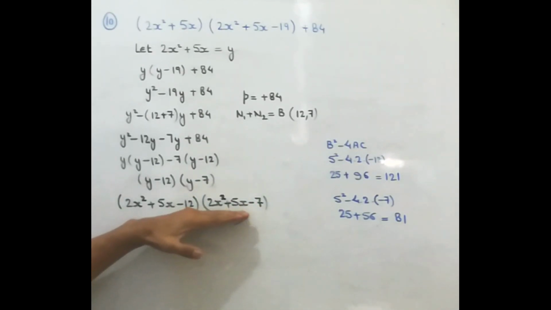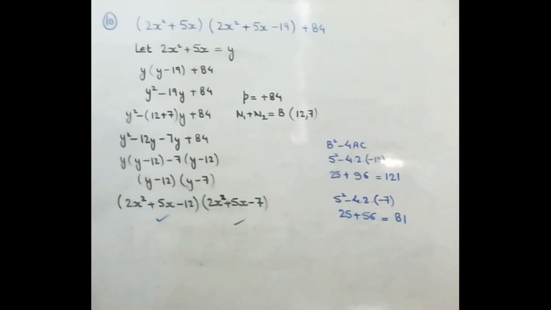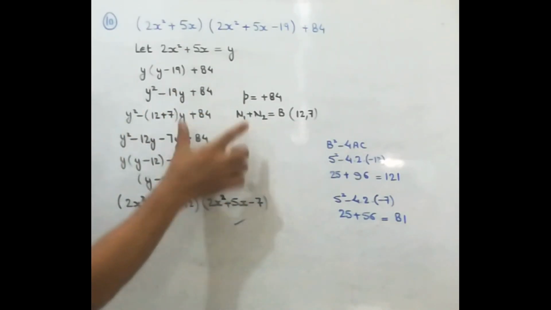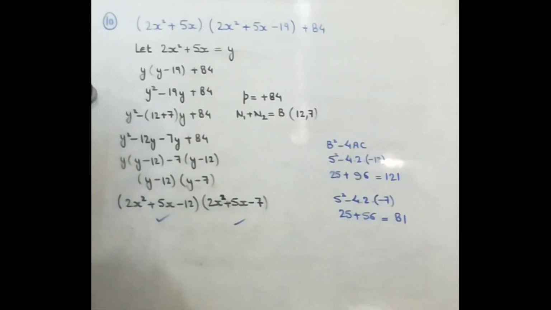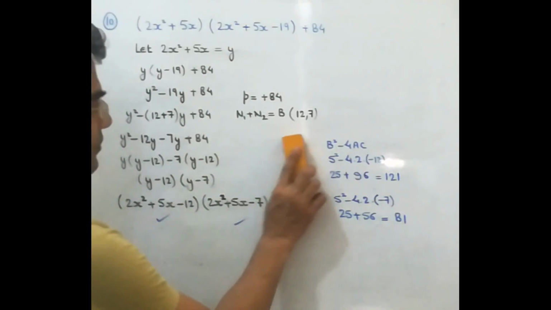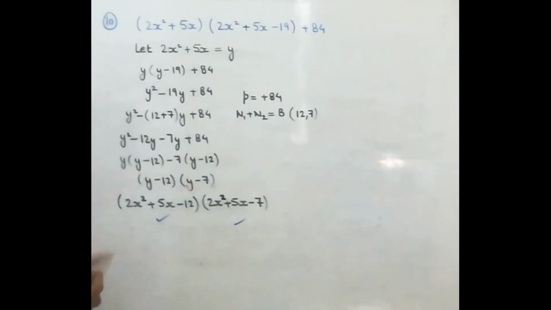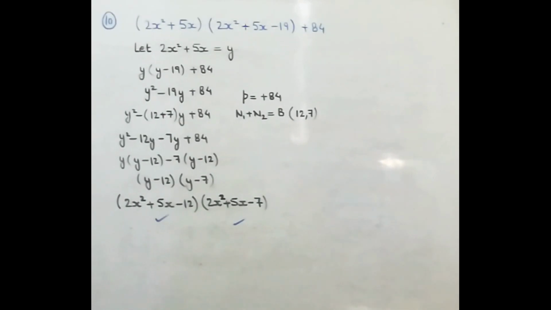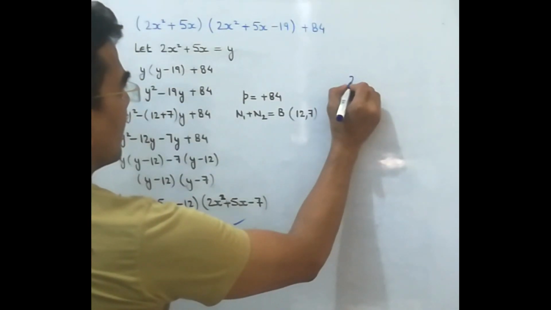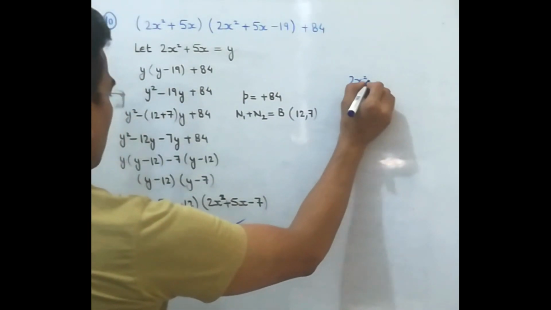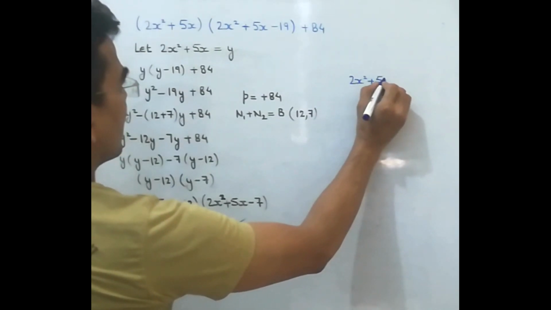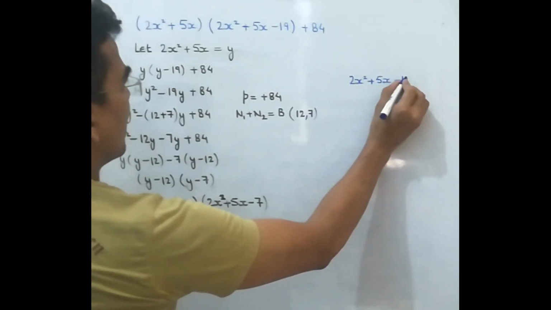So now we are going to factorize these two further, and the factorization method will be the same as we did over here. So let's see what will be the factorization of these two. One by one we will be factorizing these two expressions. So let's start with the first one. The first one is 2x square plus 5x minus 12.